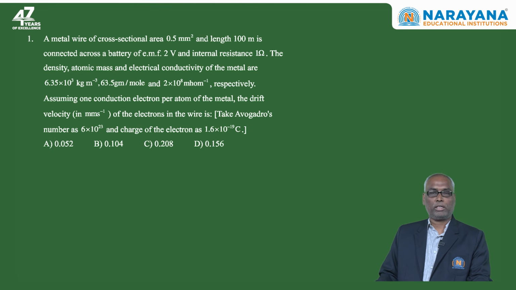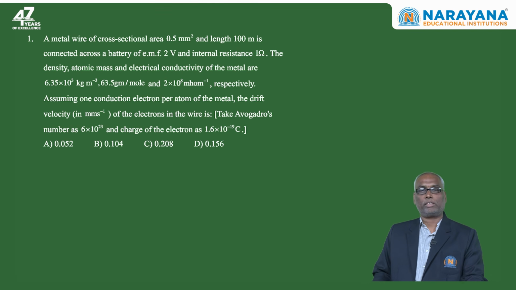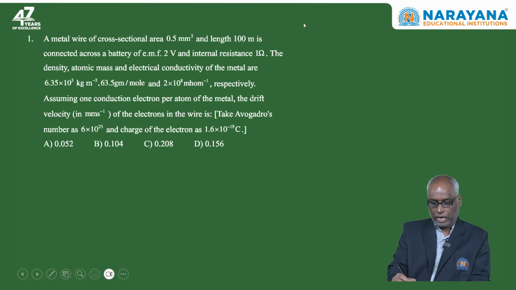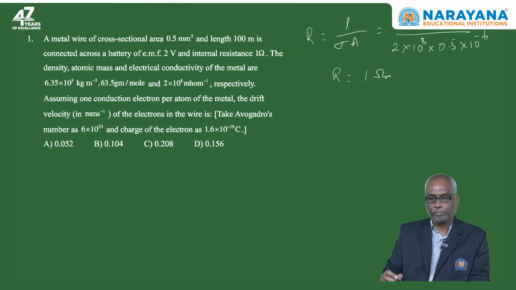So, when you want to calculate the drift velocity, we need to know the current in the conductor. To find out the current, we will calculate the resistance of the conductor. Because conductivity, length and area of cross section are given, resistance R is equal to L divided by sigma A. Length is 100 meters, sigma is 2 into 10 to the power of 8, area of cross section is 0.5 into 10 to the power of minus 6. So, this resistance is found to be 1 ohm.